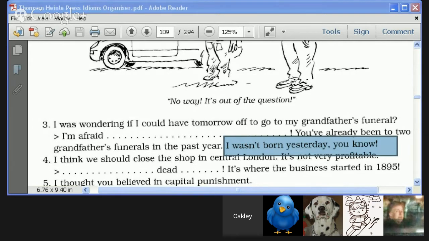Or the beer truck sometimes. I didn't just fall off the turnip truck. I'm not that naive. That's right. That's exactly the idea. So there's another fun one. I didn't just fall off the turnip truck. Okay, I'm not as stupid as a turnip.